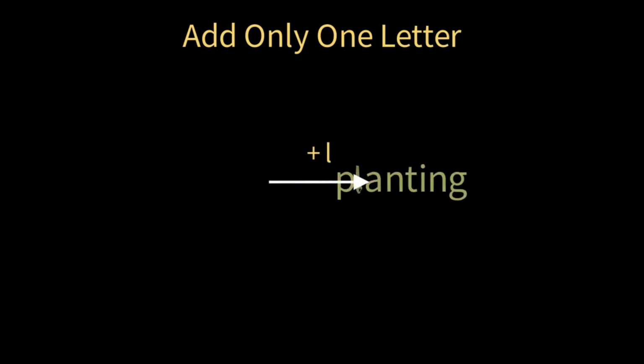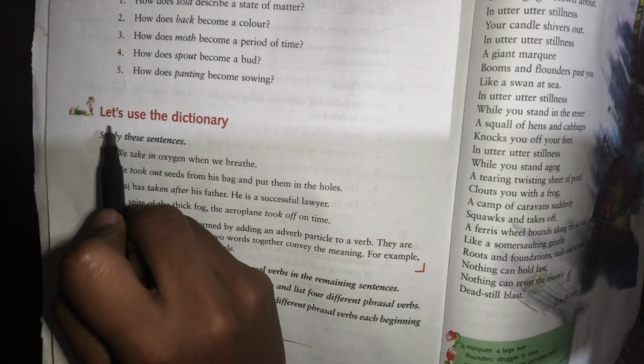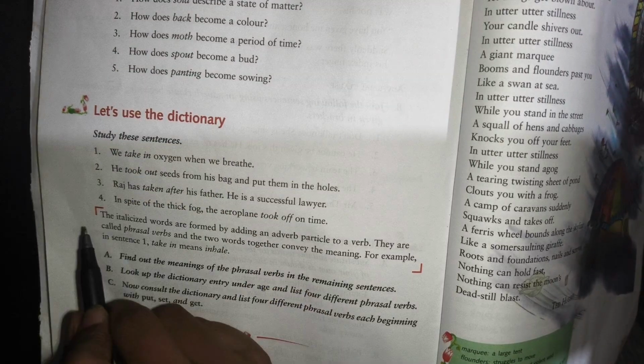Do you know what is sowing? It's putting seeds in the ground. By adding L after P, PLANTING, planting. Now let's use the dictionary. We are given three exercises. In exercise A, we are asked to find out the meanings of the phrasal verbs in the remaining sentences. In exercise 2, we are asked to look up the dictionary entry under age and list 4 different phrasal verbs. In exercise 3, we are asked to consult the dictionary and list 4 different phrasal verbs, each beginning with put, set, and get. Now it's time for you to pause the video and try it yourself.